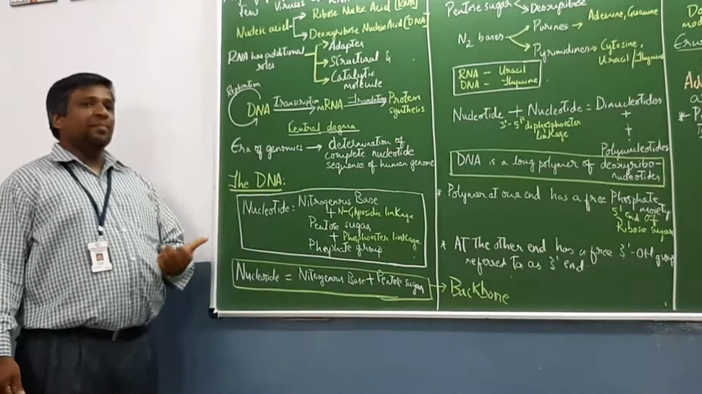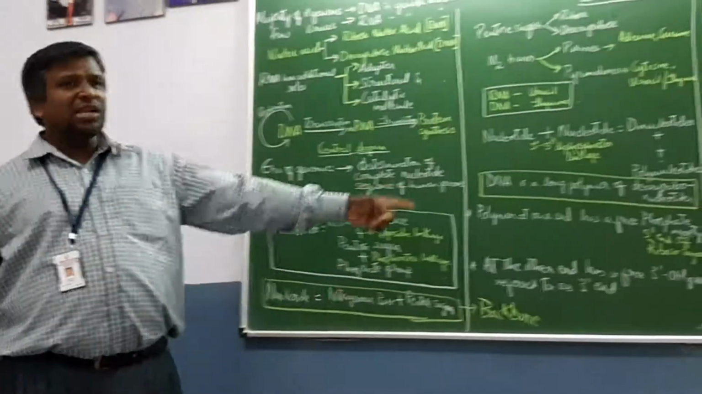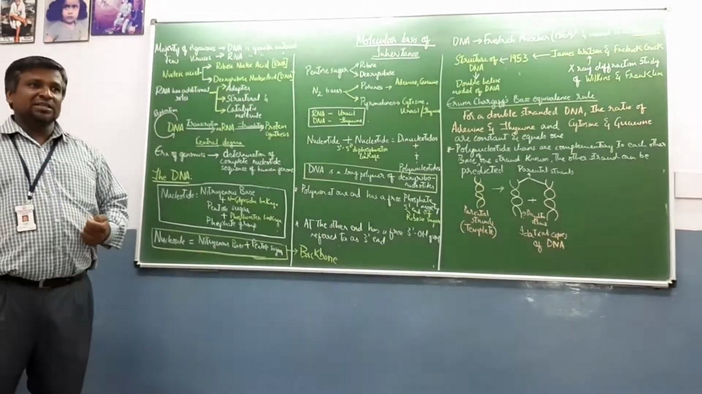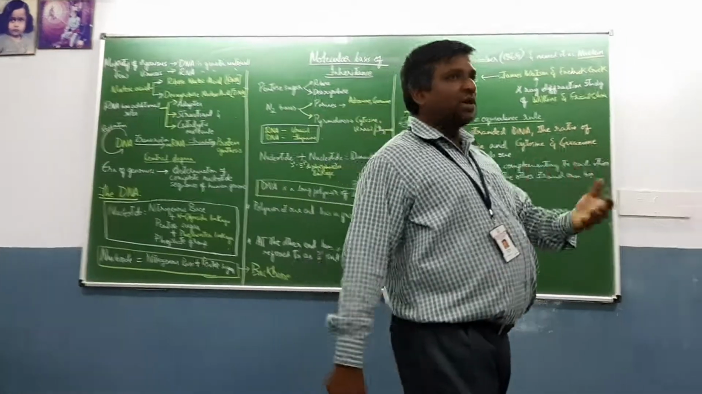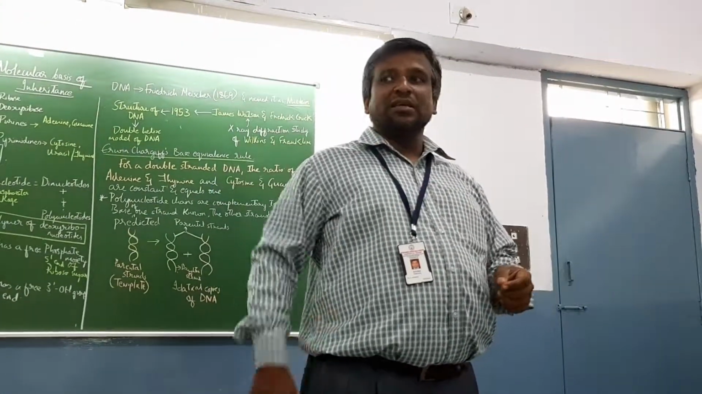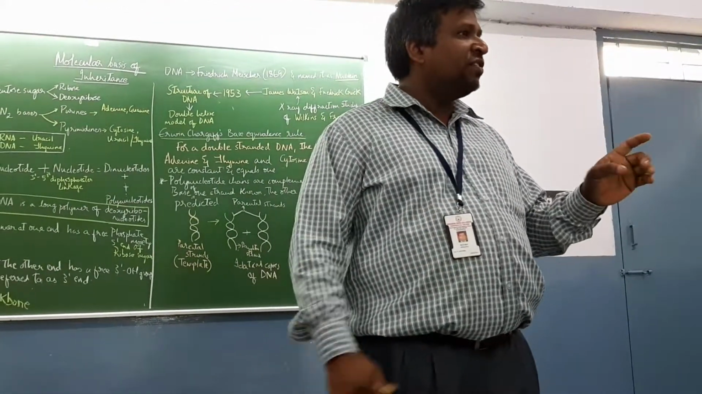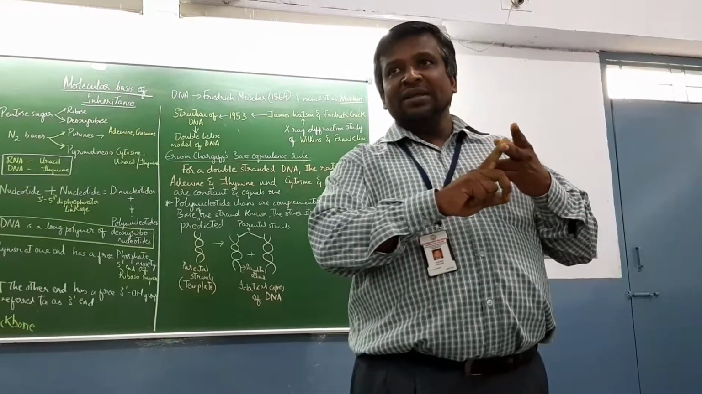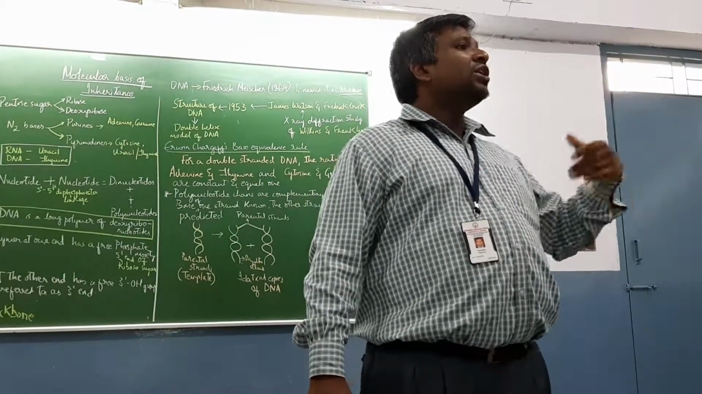So the DNA, let us understand what the DNA is. DNA is defined as a long polymer of deoxyribonucleotides. What are the components of DNA? Deoxyribose nucleic acid, what is it made up of? They are made up of a polymer of nucleotides. Then what is a nucleotide? Nucleotide is composed of nitrogenous base, pentose sugar and phosphate group. All these three together we call it a nucleotide.